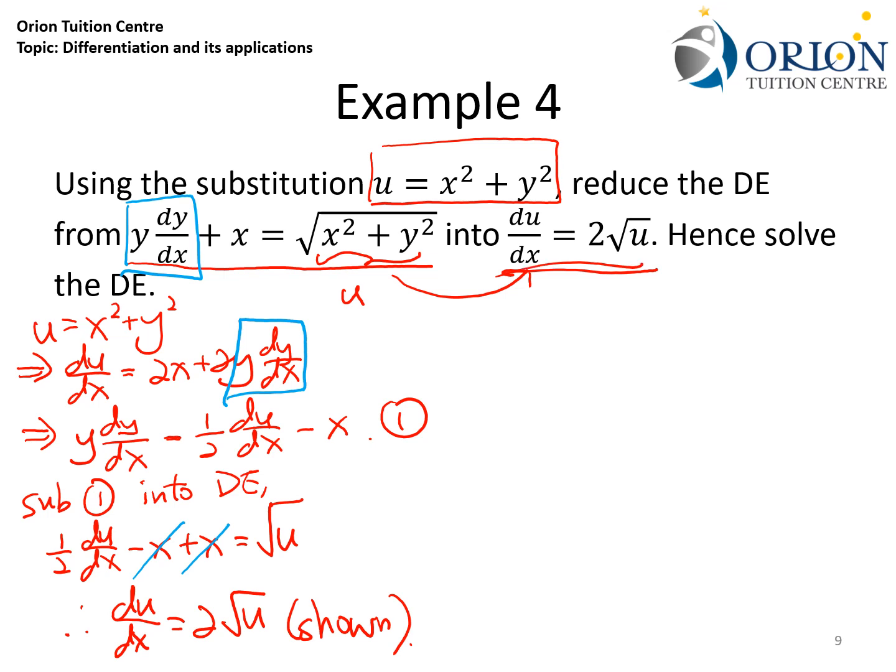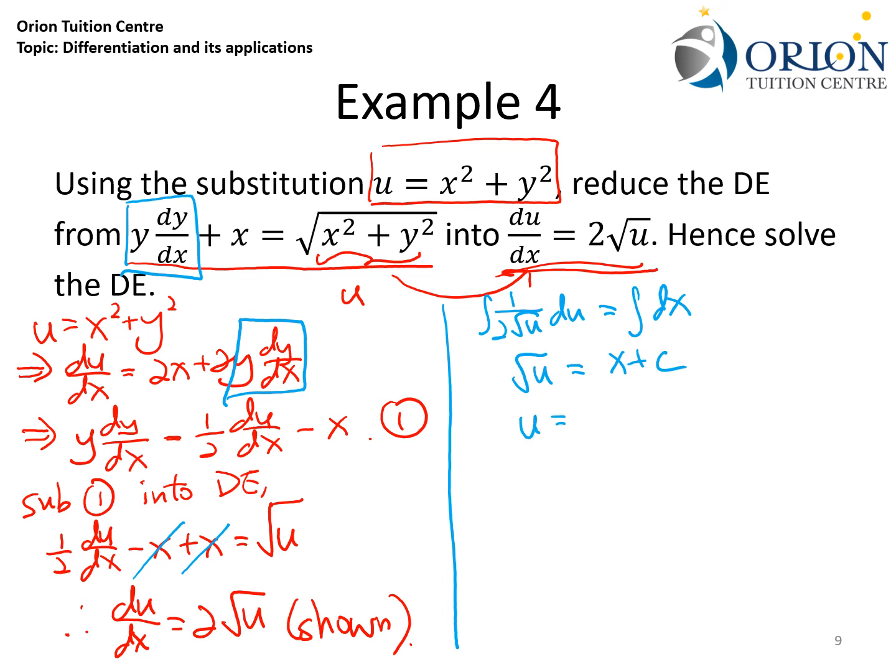Next, we are required to solve this DE. So let's perform our variable separable technique. Integration of 1 over 2 square root u du equals integrate dx. And if we integrate both sides separately, I will end up with square root u equals x plus c. And therefore, if I square both sides, I get u equals x plus c squared.